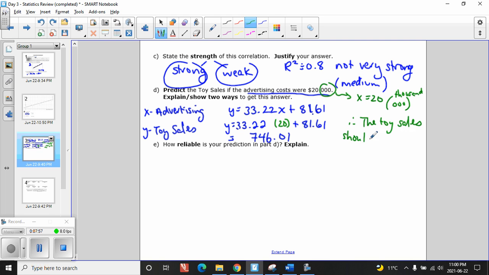So this is a prediction. Predict the toy sales. So toy sales should be $746,000. Okay, so this is like a calculation approach. It took most of my space there. I didn't quite leave enough.